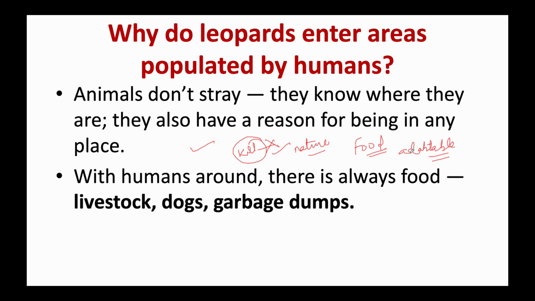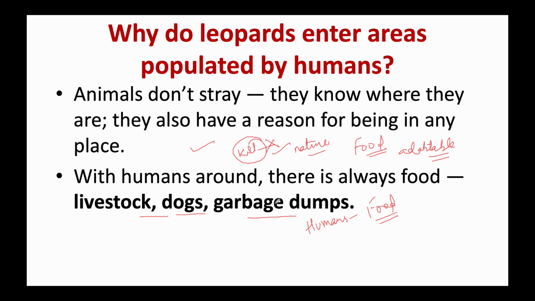They are great survivors and they are not fussy about prey pedigree. With humans around, there is always food. So these animals also understand where there are humans, there is food also. So there is livestock also, there are dogs, there are garbage dumps. So this is why leopards evolved to live around people using secondary forest or even suitable cropland as cover during the day, and padding around human neighborhoods after dusk.